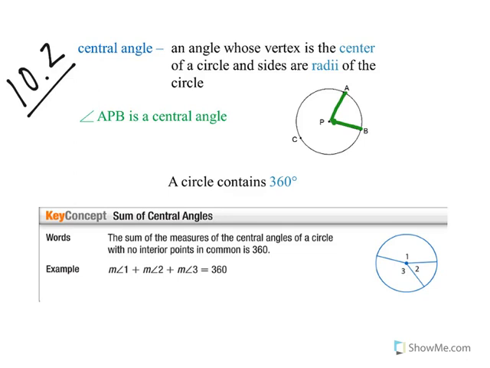A circle, which we know, if we were in class, I would say how many degrees are in a circle, and you all would say 360, Ms. Hirschfeld. It kind of makes sense if we look at this bottom theorem, sum of central angles: the sum of the measures of the central angles of a circle with no interior points in common is 360. So what this is saying is any central angles in a circle, if I add them together, they're just going to equal 360. So here, angle 1 plus angle 2 plus angle 3 will equal 360. If there were 4 angles, the 4 would add up to 360, and so on and so forth.